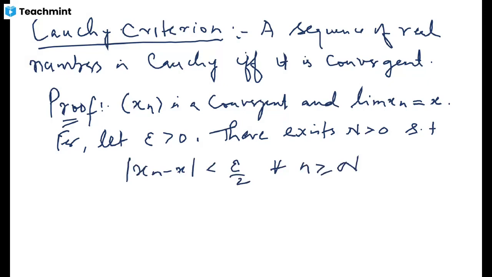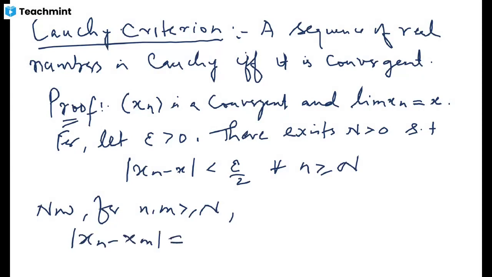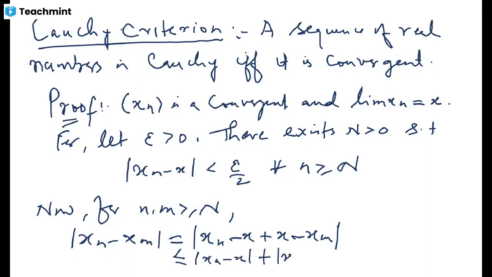Now let us choose n and m to be greater than or equal to this N, ये N जो अभी आपको ऊपर मिला है. Then let us look at this distance |xn - xm|. What I'm going to do here, I'm going to add x and I'm going to subtract x also. And now you use the triangle inequality. Triangle inequality will give us that this is less than or equal to |xn - x| + |x - xm|. And now see what you have.